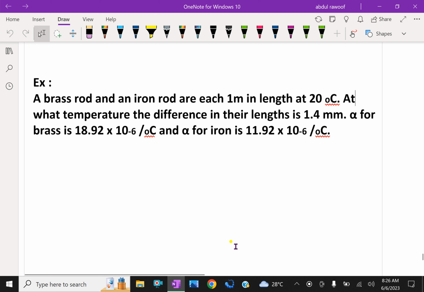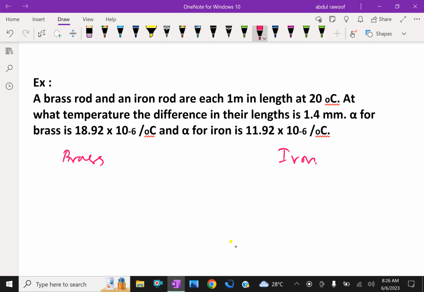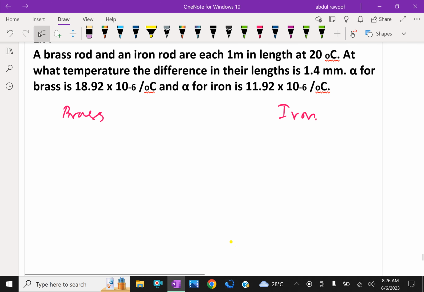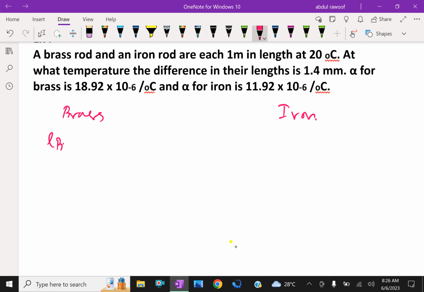Here, a brass and iron rod: first brass, here iron. LBR2, that is the brass rod length after heating, is LBR1 into 1 plus alpha BR (T2 minus T1).